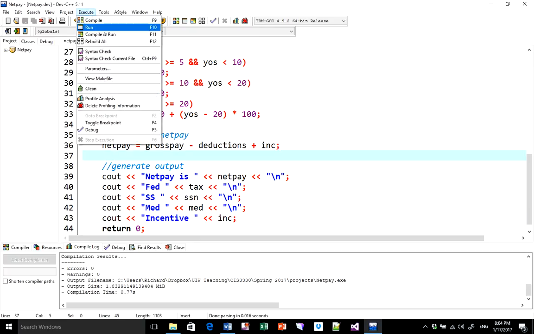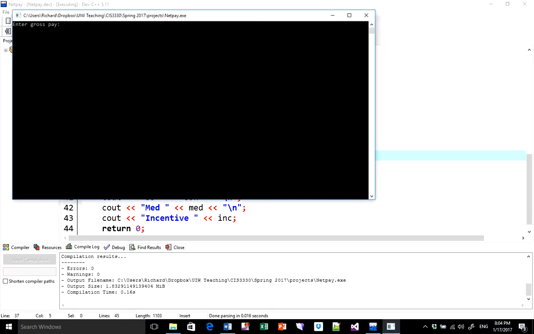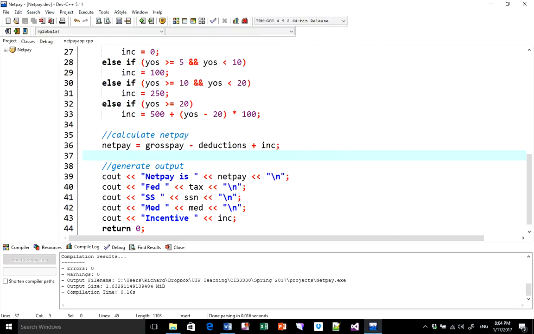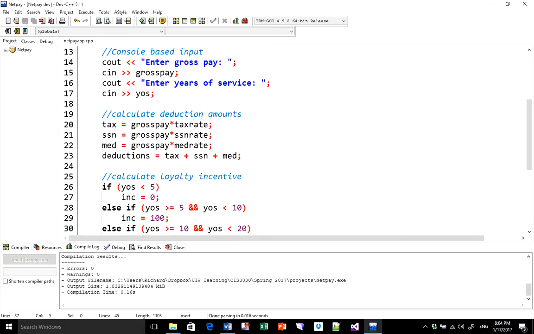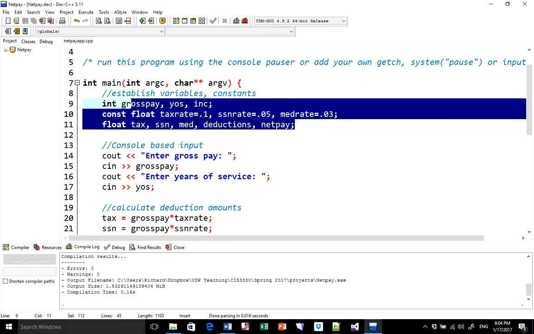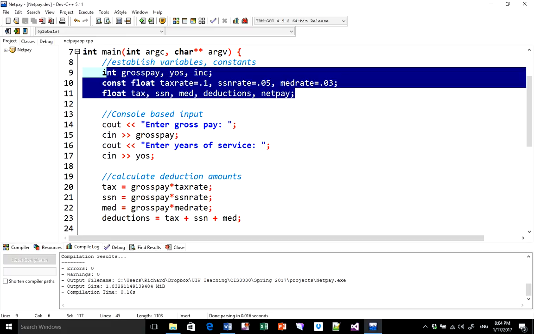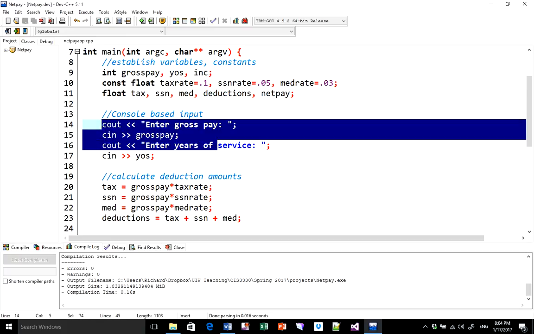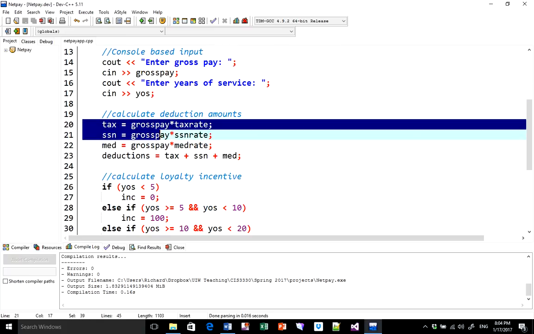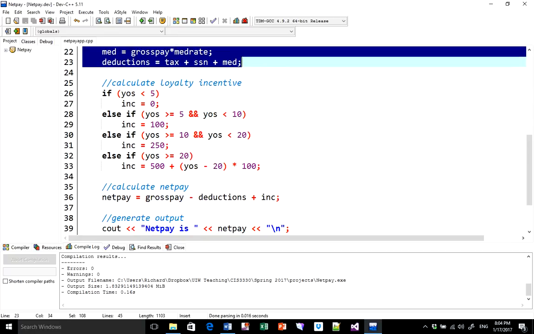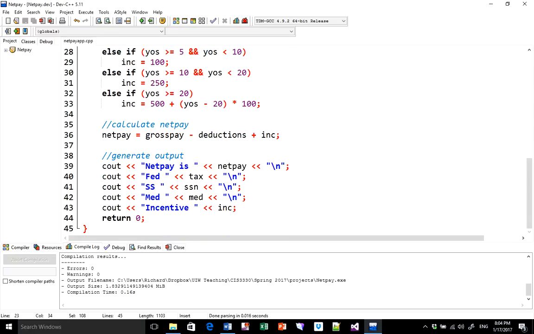So let's see how fast this compiles. Compile and build. It doesn't say. Yes, that's from the beginning of the process. So, any questions, guys, about how this works? All I want to do is refresh you on how you define the variables, how you ask for input, some transactions, calculations, and then output.